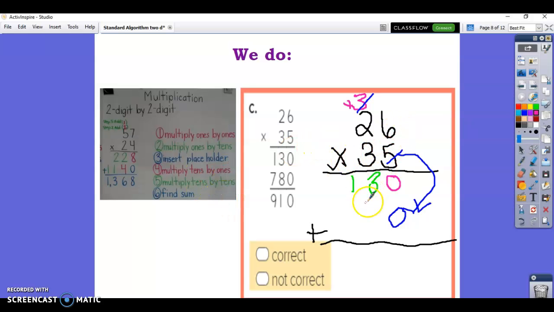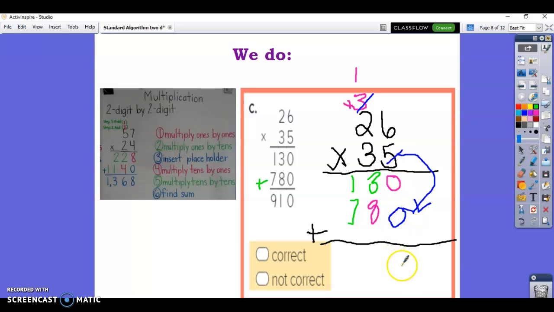3 times 6, which is 18. And we have a carry our 1 up top. Now we have 2 times 3, which is 6, plus 1, which is our 7, plus 7. Again, there should have been a plus sign here, but we add them up.